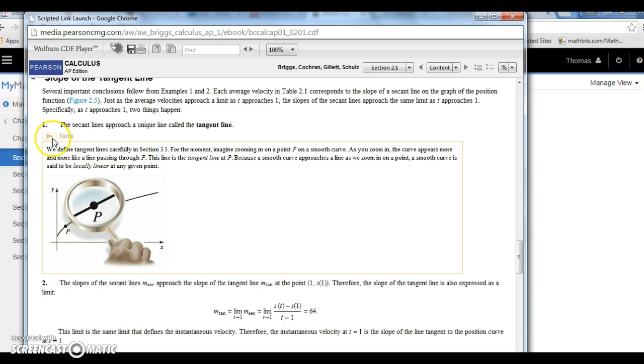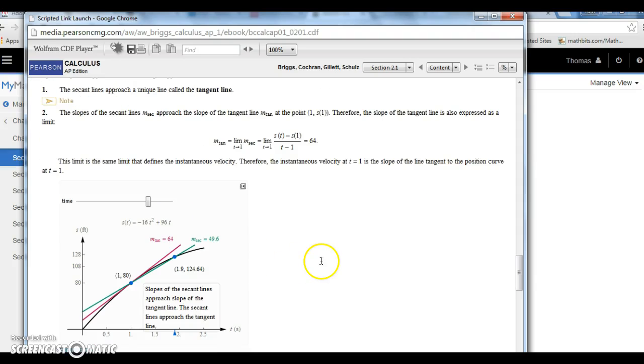Okay, that's kind of obscure. I think you guys know what a tangent line is. The slope of the secant line, m secant, approaches the slope of the tangent line at the point 1, s of 1. Therefore, the slope of the tangent line is also expressed as a limit. The slope of the tangent line equals the limit of the slopes of the secant lines as t approaches 1. Here's the position function we talked about, as t approaches 1.